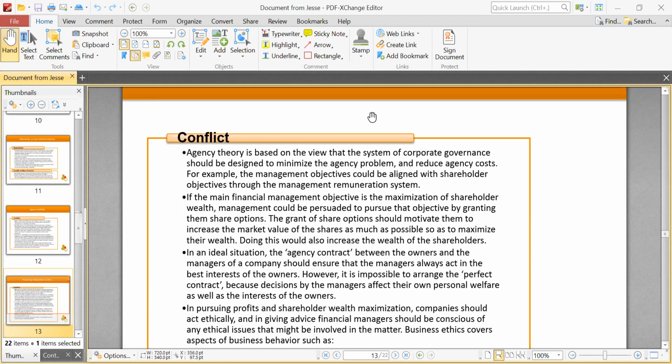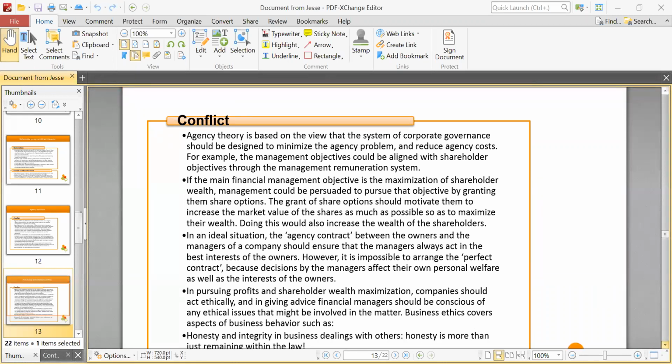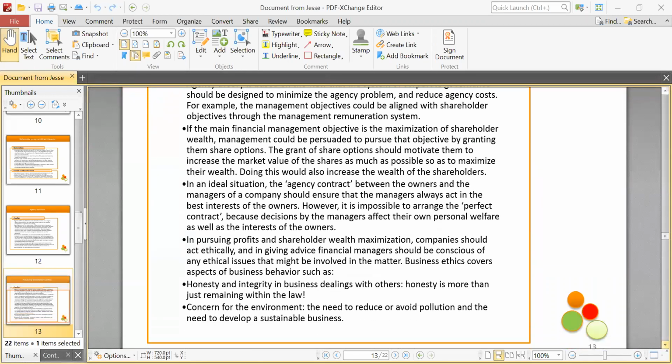Okay. In an ideal situation, the agency contract between the owners and the managers of a company should ensure that managers always act in the best interest of the owner. Very, very important. So ideally, that's what should happen, but that's not always the case, and that creates that agency conflict. And one of the ways we talked about was where organizations use what we call share options.